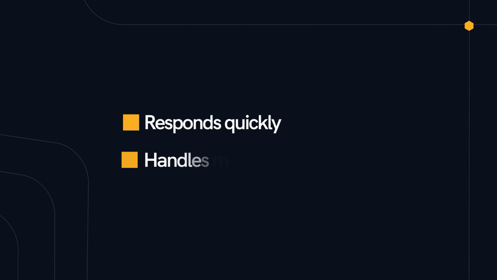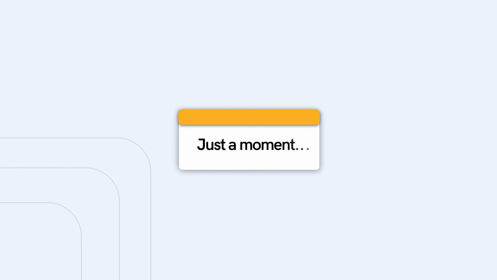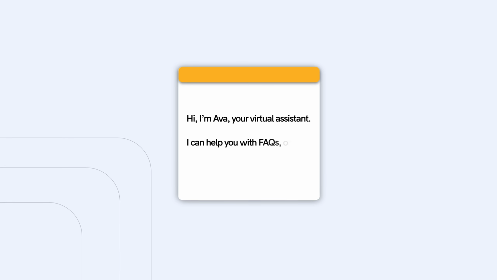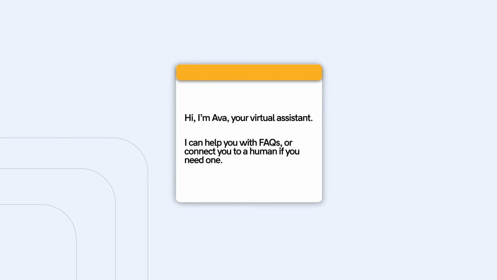Second, prioritize speed and reliability. Nobody wants to wait for a chatbot to think, so make sure that it responds quickly and handles multiple chats smoothly. If it ever needs a few seconds to fetch data, show a short message like "just a moment" so that users know it's working. And third, be transparent. Always let users know they are talking to a bot. It builds trust and sets the right expectation. Start your chat with something simple like, "Hi, I'm Ava, your virtual assistant. I can help you with FAQs or connect you to a human if you need one."